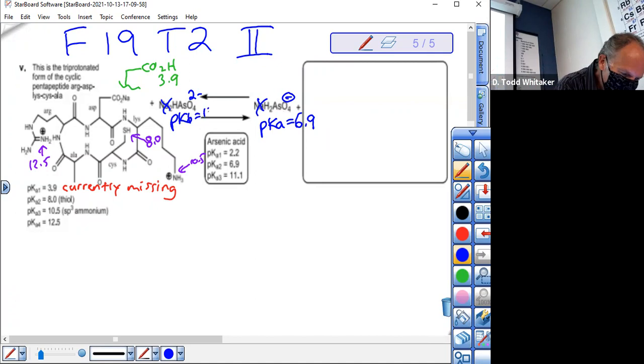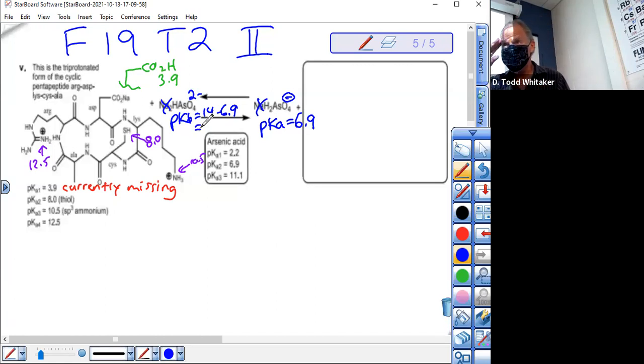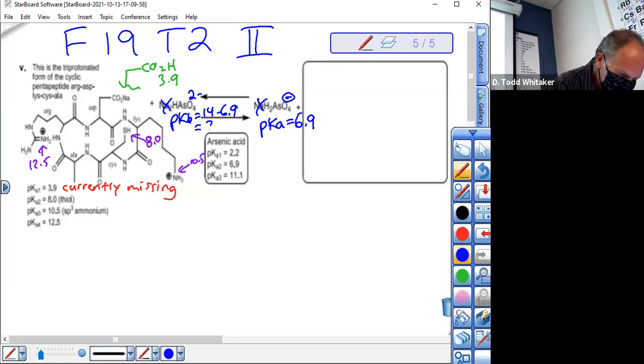14 minus the number you wrote down. Do 14 minus 7 for an approximation. It's 7, but is it going to be a little above 7 or a little below? A little above. To double check, can you put the 2.2 and 6.9 next to these? Yes, this is H3A, this is H2A negative, and this is HA2 negative. So then, yeah, they were right.